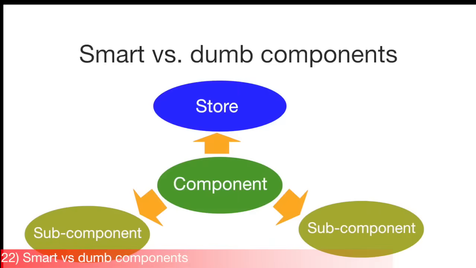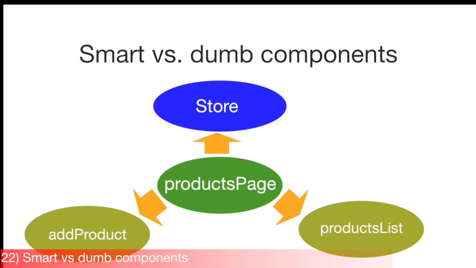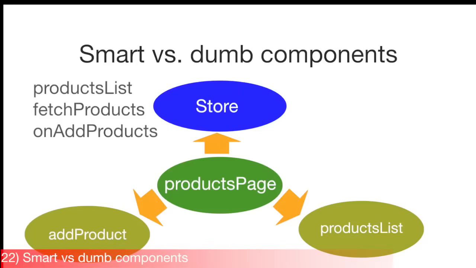For example, let's take a look at an example products page. And let's say that we have a top-level component called products page, and there are subcomponents inside the products page component called add product and products list. We would connect only the products page to the store, and the products page will get the products list from the store, as well as the action creators called fetch products and on add product.